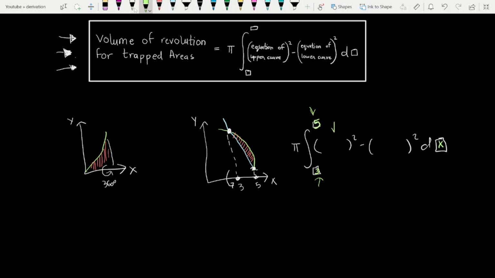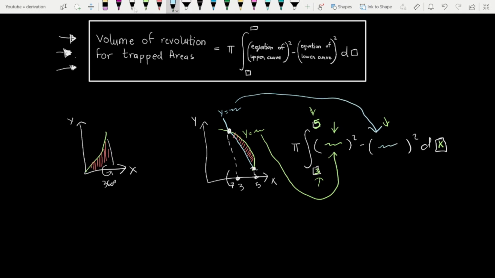Then in here, you're supposed to put the equation for the upper curve, and over here you're supposed to put the equation for the lower curve. Let's say the equation for this curve is y equals something, and the line is y equals something else. So how do you go about this? You just put this equation in here, and the other equation in here, and then you integrate all of this. You just solve all of this out.